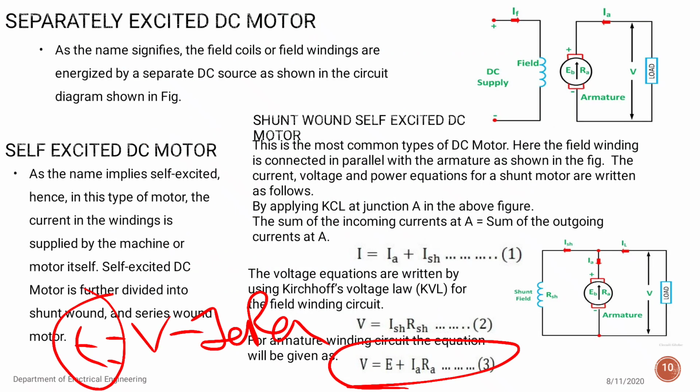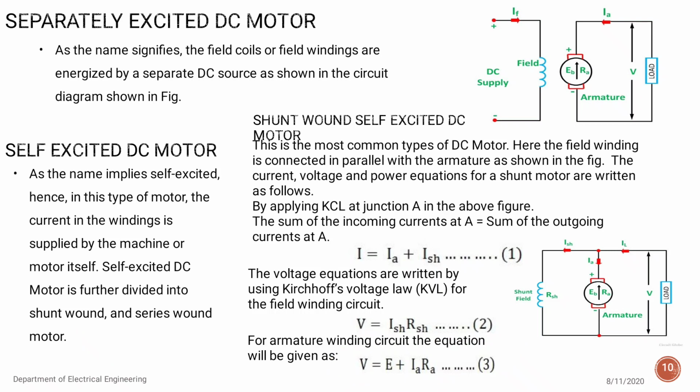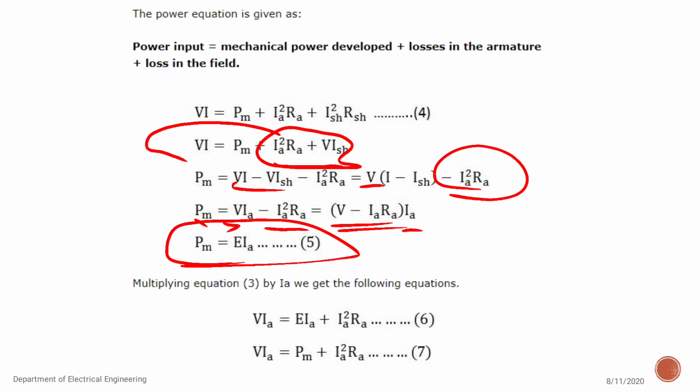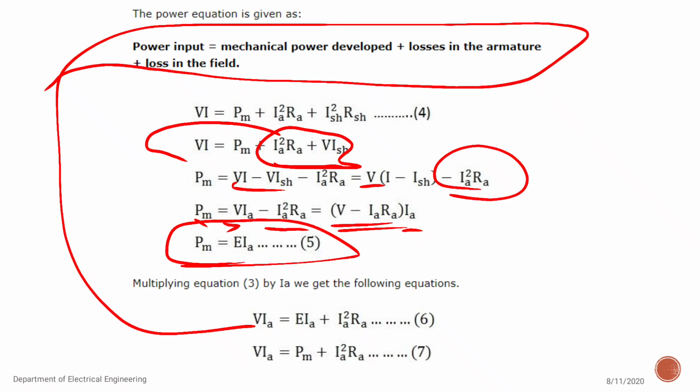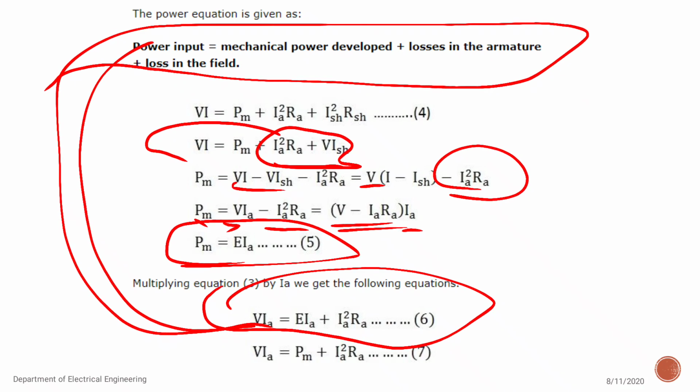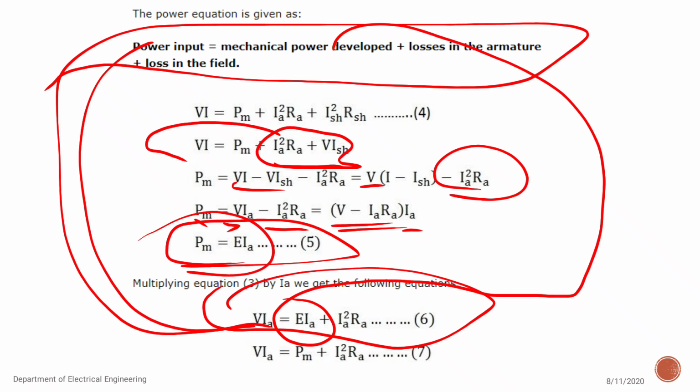We have another way to find the equation. If we multiply equation 3 by Ia on every term, then we get VIa equals EIa plus Ia square Ra. If we compare this equation, we easily understand that VIa means power input, and the mechanical power developed is EIa. So here also we have obtained EIa is equal to mechanical power.